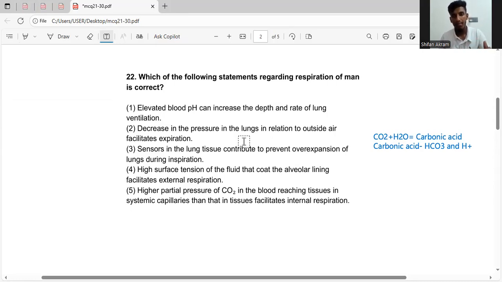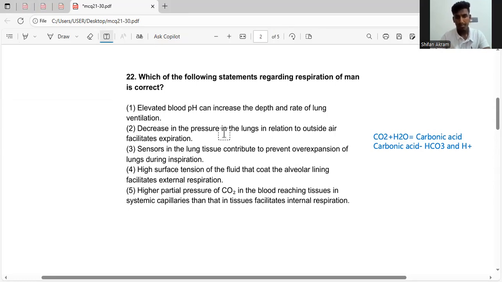Air usually travels from high pressure to low pressure, right? That's why during inhalation, the lungs have low pressure and the outside air has slightly higher pressure. Because of this, air enters into the lungs. And during exhalation, it's the other way around: the lungs have a slightly higher pressure than the outside air. Because of this, air moves out of the body.